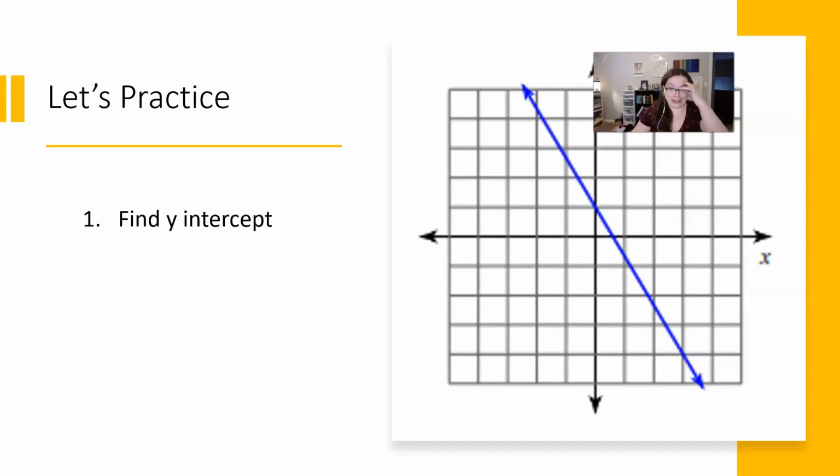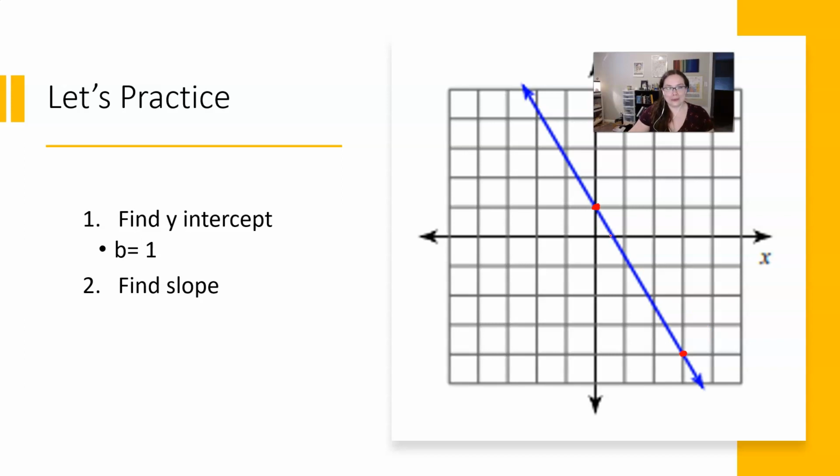So here's our line, and the first thing we are going to do is find our y-intercept. My y-intercept is where I cross this vertical axis, so it's going to be right here at 1. So I know my b value is going to equal 1. Second thing I need to do is find slope. So let's find another point on our graph that crosses at a whole number. I'm going to say this one right here.